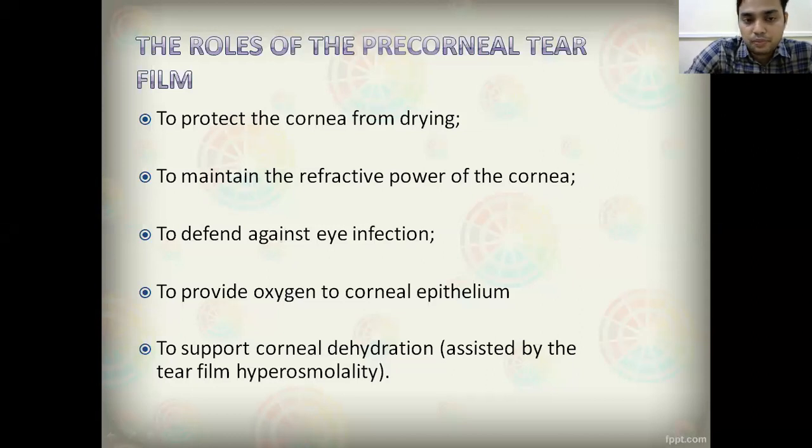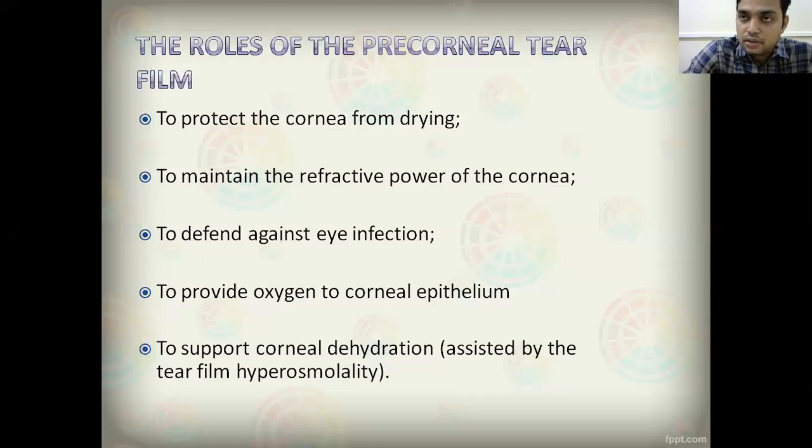It also protects against various infections, and it supports the dehydrated state of the cornea, because the cornea should be in a dehydrated state. If there is an accumulation of fluid in the cornea, that leads to corneal edema, and thereby the patient has decreased vision. In order to maintain the cornea in a dehydrated state, the tear film helps, because the tear film has hyperosmolarity.